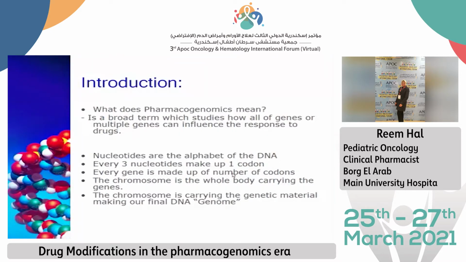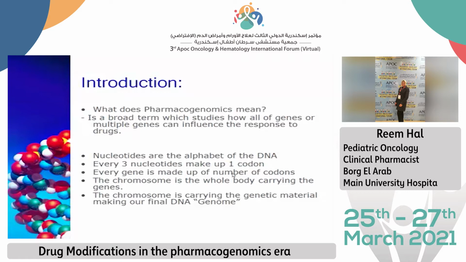Let's start. What does pharmacogenomics mean? It is a broad term which studies how all of the genes or multiple genes can influence the response to drugs. Humans are 99.9% genetically identical, and only the 0.1%, the remaining, is referring to the 3 million differences. Those differences are called polymorphisms, but before going through the polymorphisms, we should know the language of pharmacogenomics.